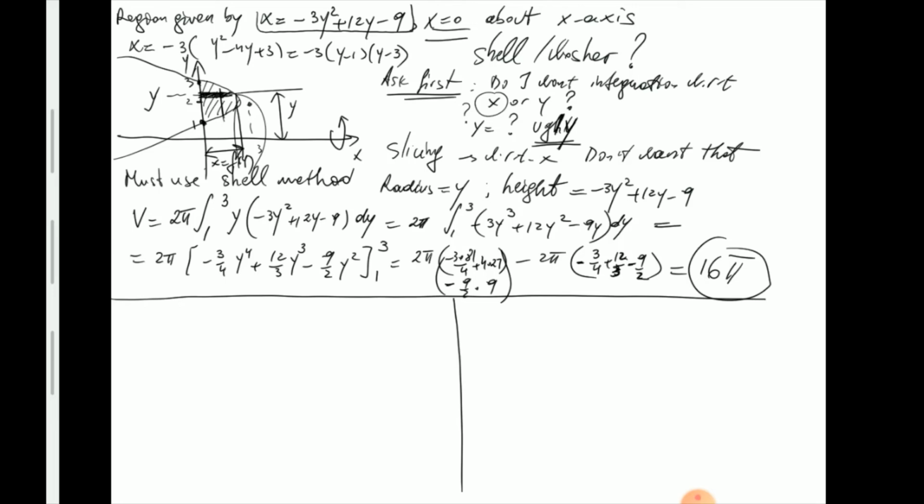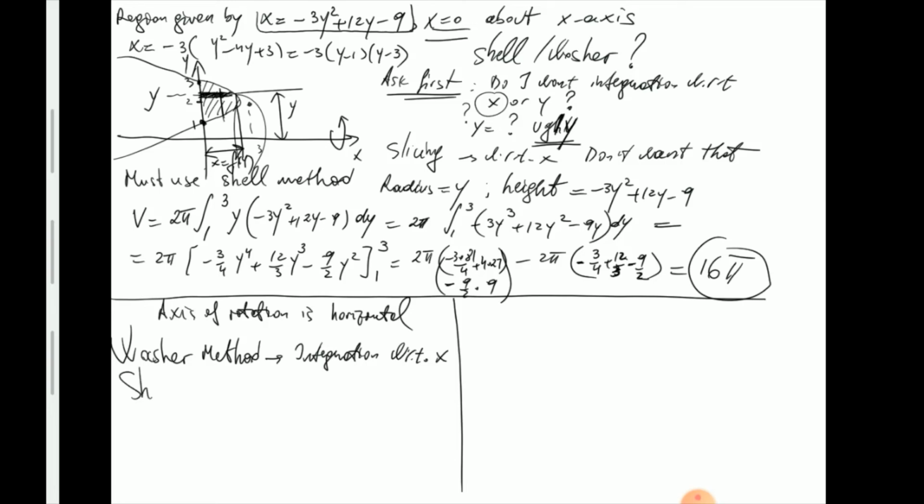So if the axis of rotation is horizontal, then washer method means integration with respect to x. Shell method means integration with respect to y. If axis of rotation is, yeah, so this one was just the previous case.